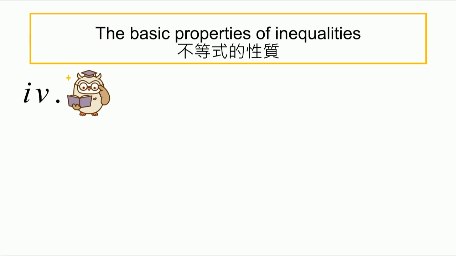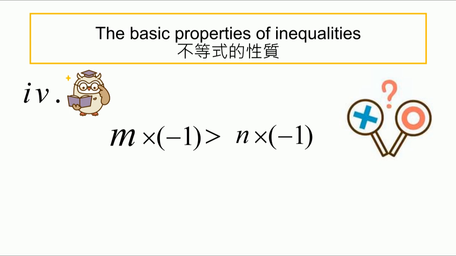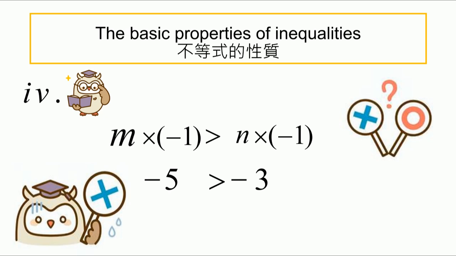Moving on to the fourth property of inequalities. First, m is larger than n. If we multiply a negative number on both sides instead, will the inequality relation remain unchanged? We can use actual numbers for checking. 5 is larger than 3, but if both are negative, negative 5 is not larger than negative 3.